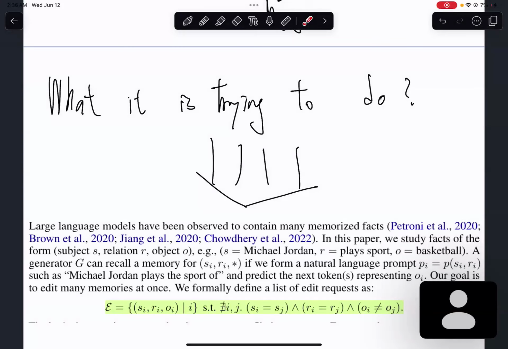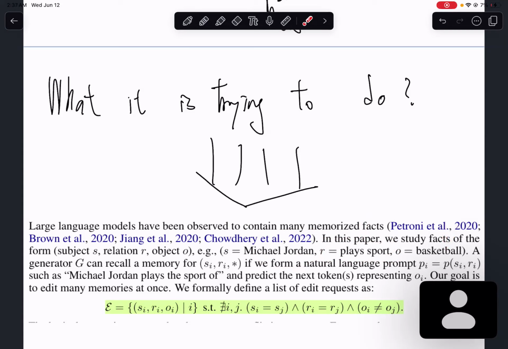When you ask the large language model, hey, what sports does Michael Jordan play? Michael Jordan is the subject here, the play-sport is the relationship, and it will spit out basketball, which is the object here. Because in Wikipedia, I believe Michael Jordan plays basketball.